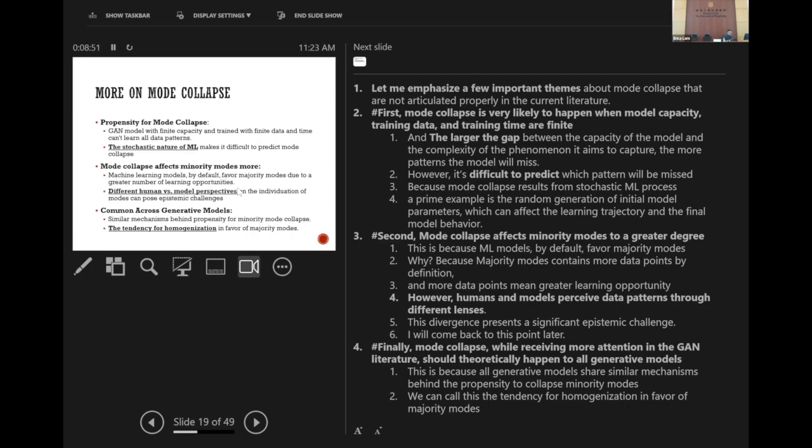And finally, mode collapse, while it receives much more attention in GAN, theoretically should happen to all generative models. Again, this should be obvious because all generative models share the two problems I just mentioned earlier, right? So they all share this propensity to collapse minority modes. I will call this tendency homogenization in favor of majority modes.